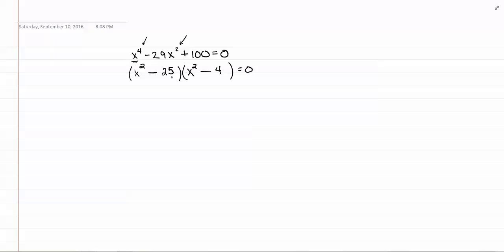Alright, so that gives me negative 25x squared plus a negative 4x squared. So if I add those up, I get the negative 29x squared. And then set each of these factors equal to 0, solve for x.